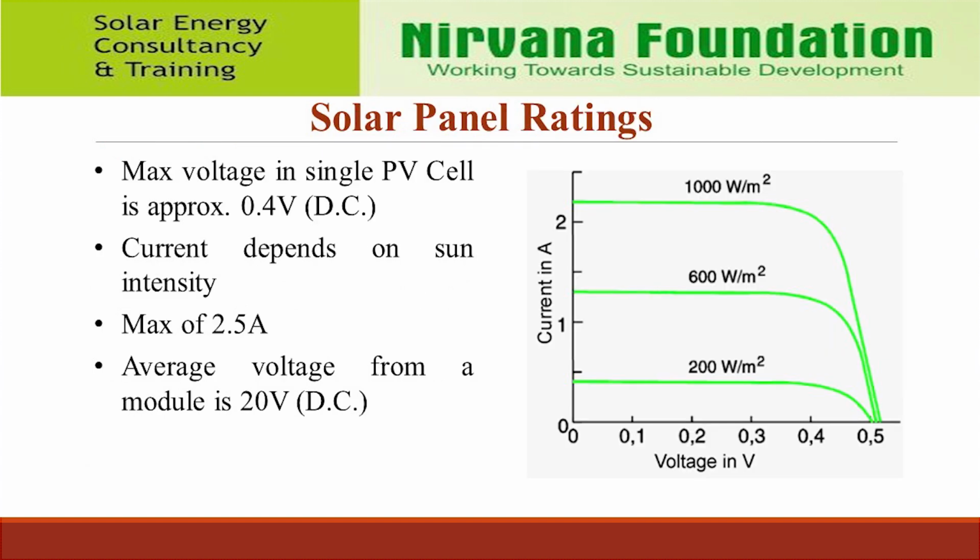Solar panel ratings. Max voltage in a single PV cell is approximately 0.4 volts, DC. Current depends on sun intensity, with a max of 2.5 amperes. Average voltage from a module is 20 volts, DC.